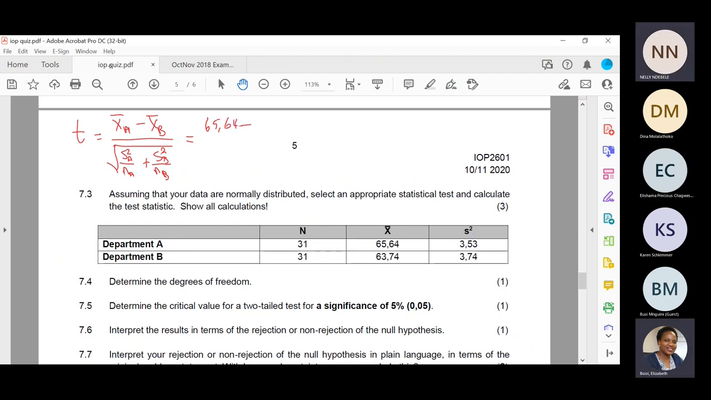65.64 minus 63.74, divided by the square root of... remember they gave you S squared, so you don't have to square. If they just gave you S, you're going to square the values. So you just use the values as they are: 5.3 divided by 31 plus 3.74 divided by 31. What do you get?